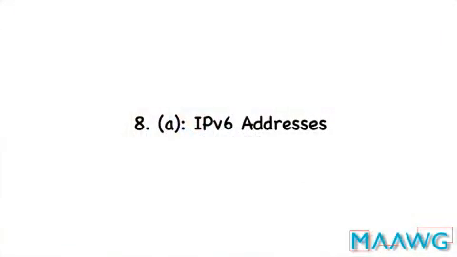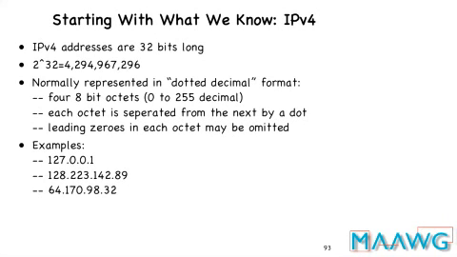So let's start with something we know, v4 addresses. v4 addresses are 32 bits long, and if you say what's 2 to the 32nd, you can actually see what that number is. It's a large number, but it's not huge. If you look at an IPv4 address, they tend to be in what we call a dotted decimal format, 4 8-bit octets separated from each following one by a dot. If you got leading zeros, you can drop those. So there are some examples down at the bottom of what v4 addresses look like. You're used to them.